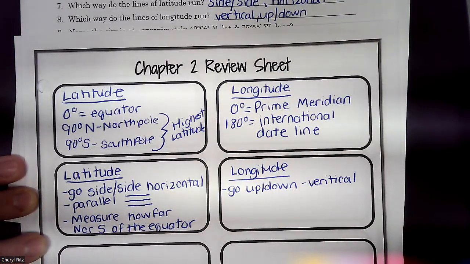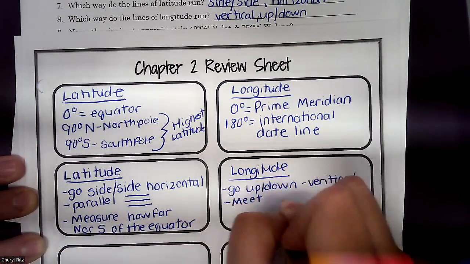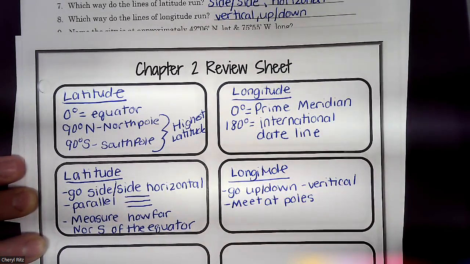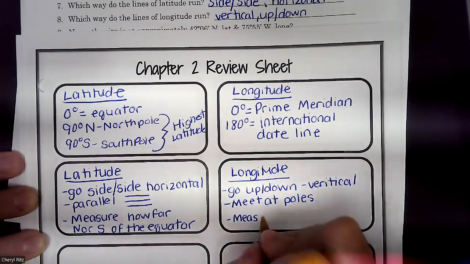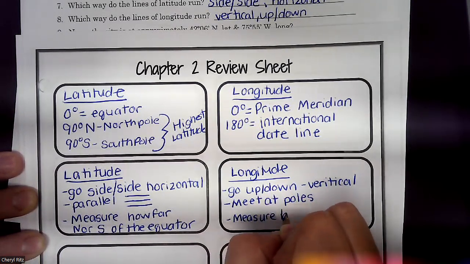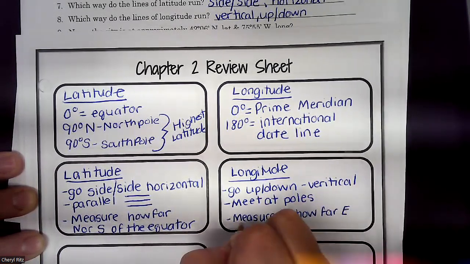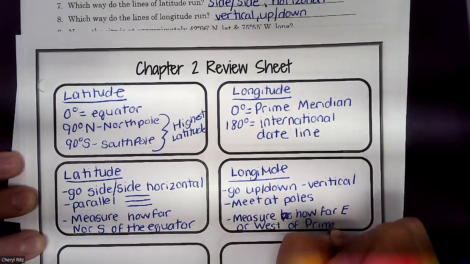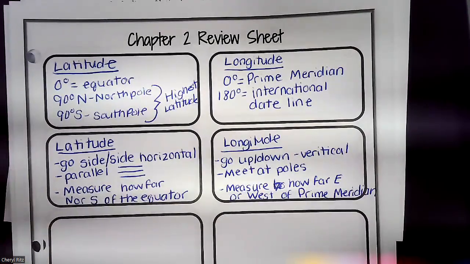Are longitude lines parallel? Why not? Yep, they meet at the poles. And they measure how far east or west of the prime meridian. Sorry, I had to squeeze meridian in there.